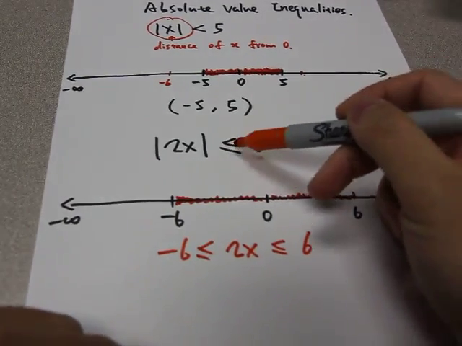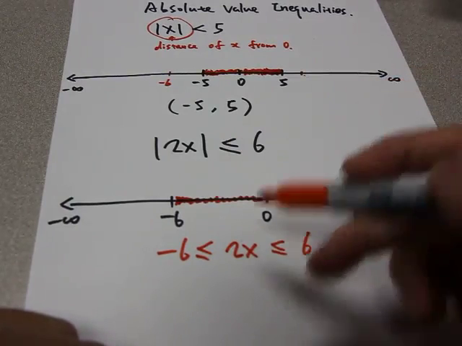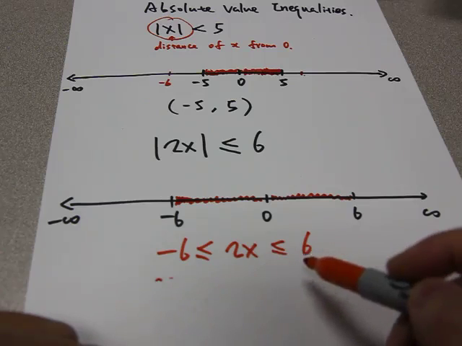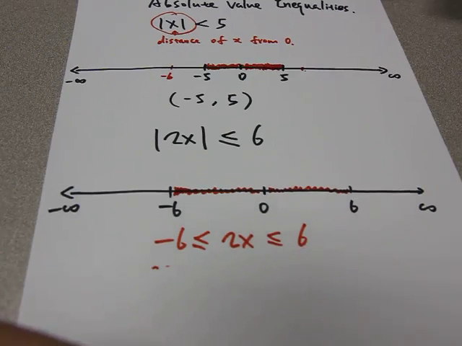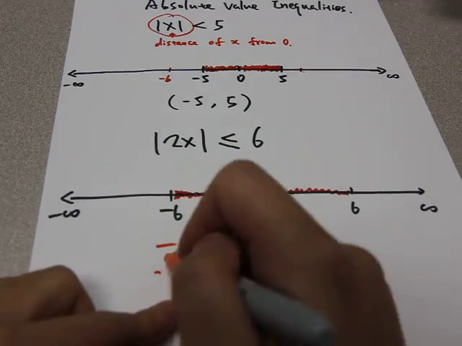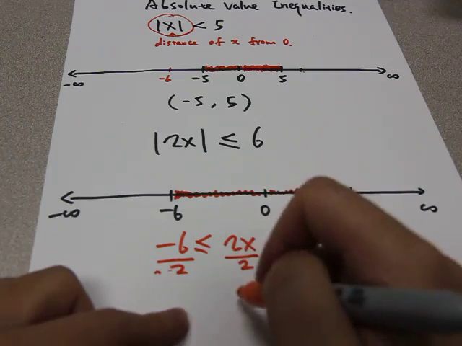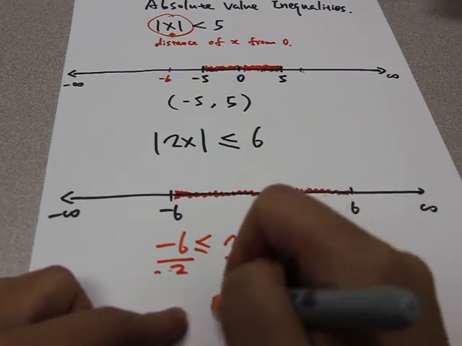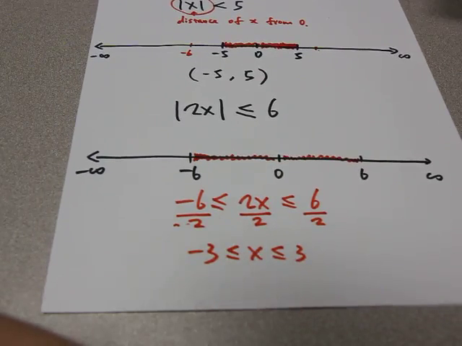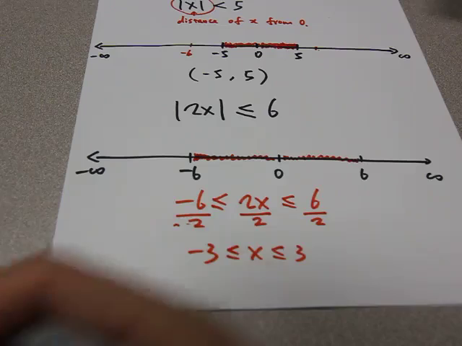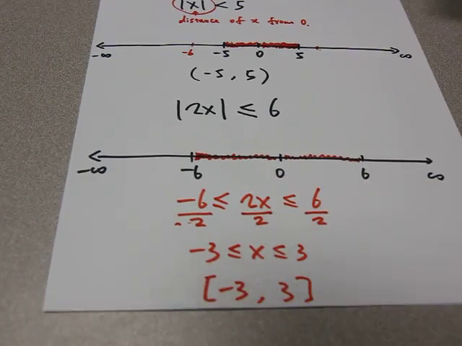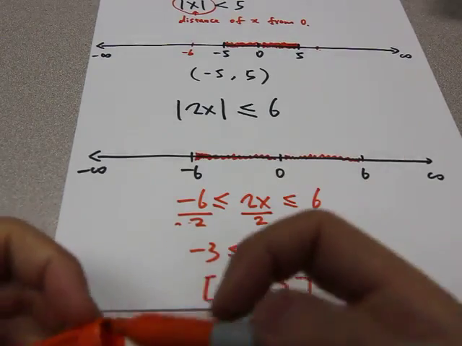So we rewrite this absolute value inequality into this inequality. And in the previous class, we learned how to solve this inequality, right? To solve for x, we divide by 2 on both sides. So x is greater than negative 3 and less than 3. So the interval notation is from negative 3 to positive 3.